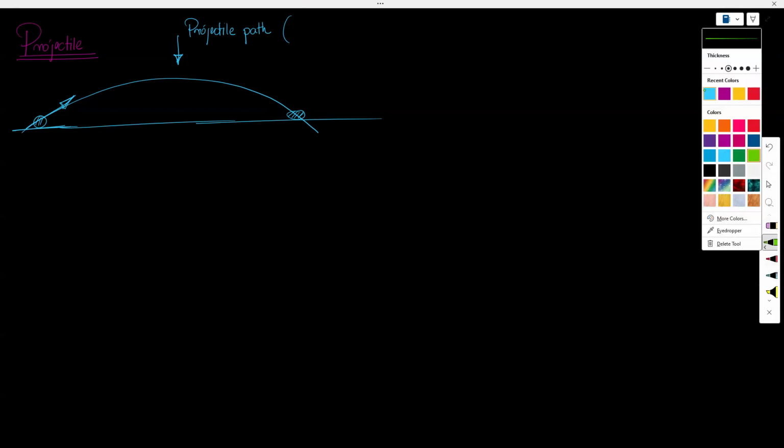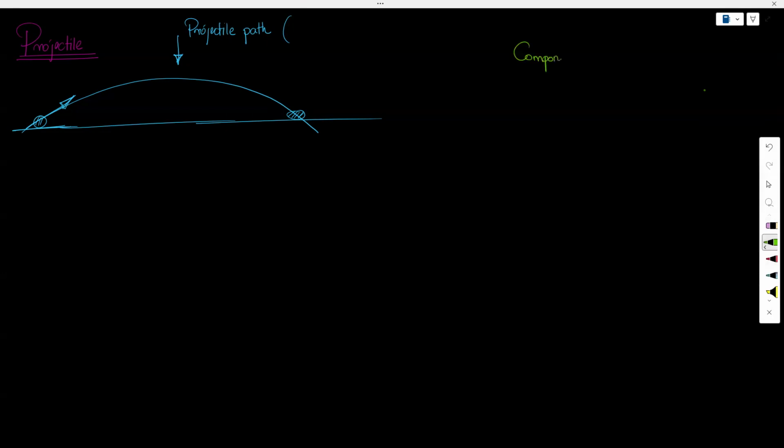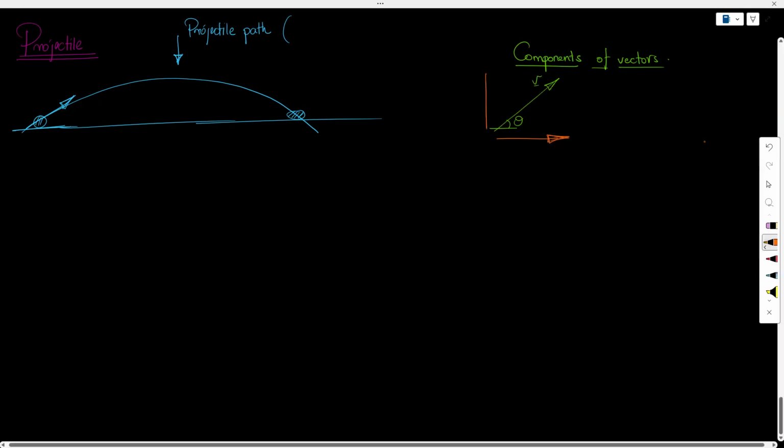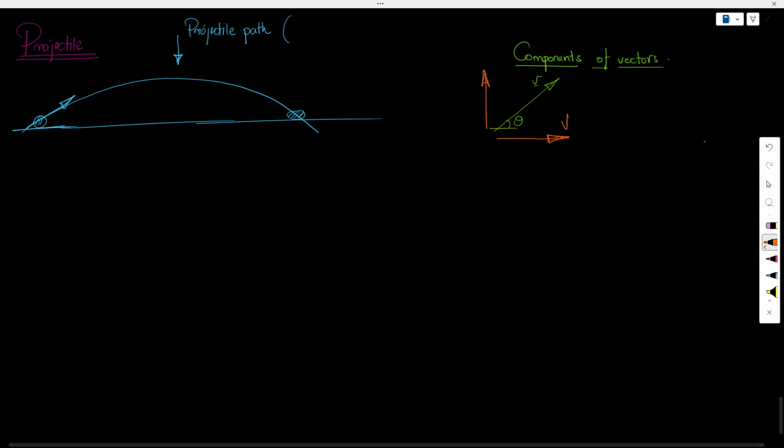So before going into the projectile, I want you to remember a concept which is called components of vectors. So what are components of vectors? We know what vectors are. Vectors are physical quantities that have magnitude and direction. And in some instances, we might end up with a vector at an angle theta to the horizontal. So that's a vector V. What I am interested in finding out is the horizontal component of it and the vertical component of it. So we mark them as VH and VV.